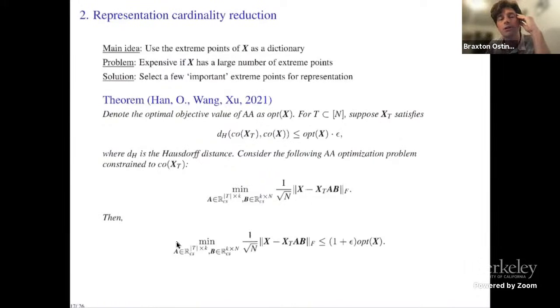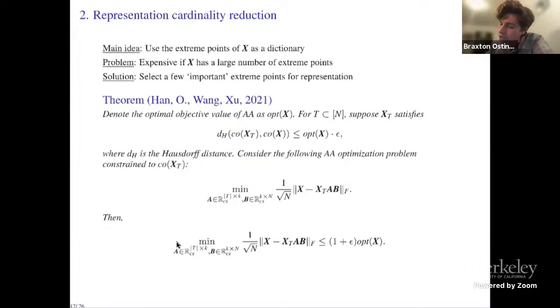All right, so let's talk about the second reduction. And this is the reduction in the representation cardinality. So the main idea here is to use the extreme points of X as a dictionary. So remember, there's the archetype points, I only have to look at the boundary of the convex hull of the data. So if I only knew the extreme points of the data, then I could solve the problem. But the problem is, of course, that it's expensive to compute the extreme points of a high dimensional point set. And so the solution then is to select a few important extreme points for the representation. And so I'll say what important is, and then I'll say how, again, we compute these.